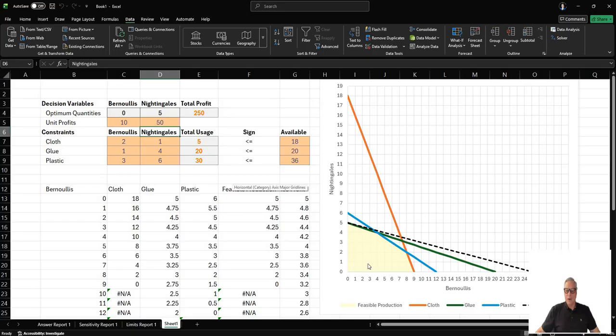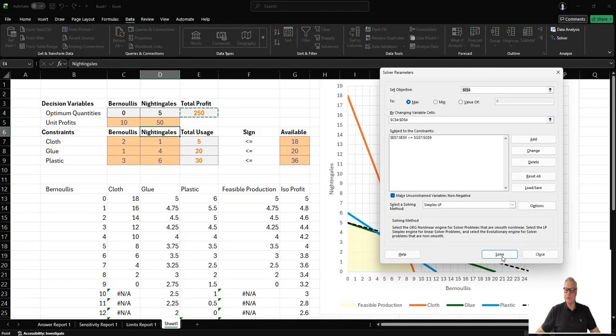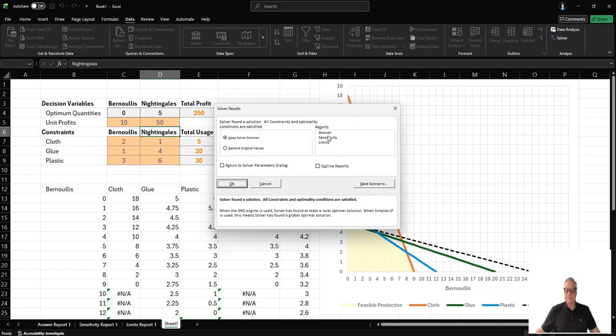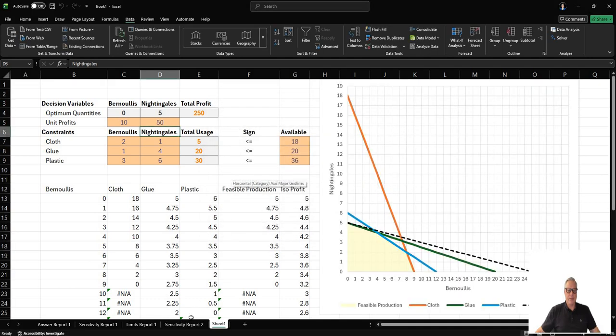Okay, so now we would produce only Nightingales, namely 5. Let's take a look at the corresponding sensitivity report. So solve, and let's take a look at the sensitivity report.